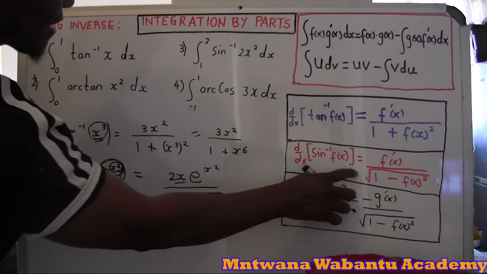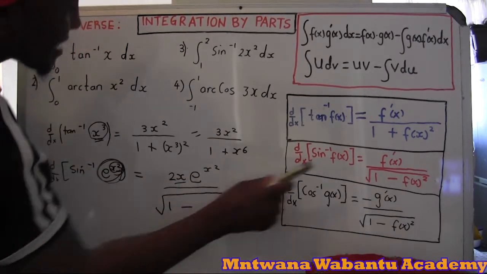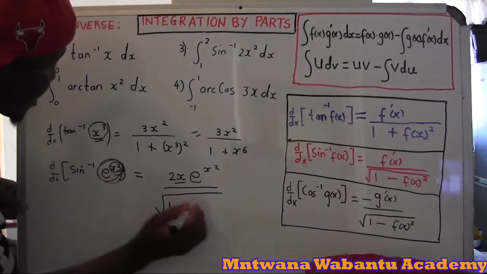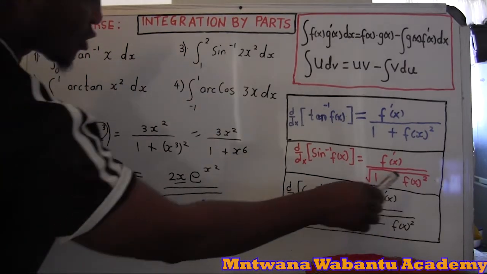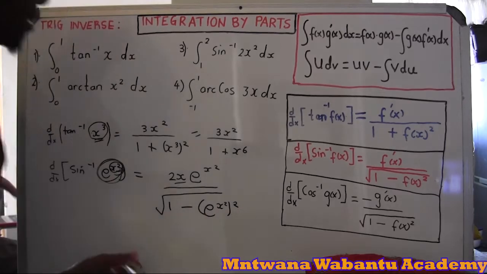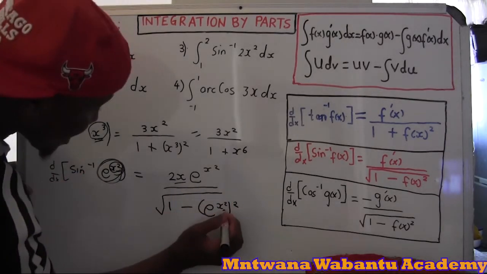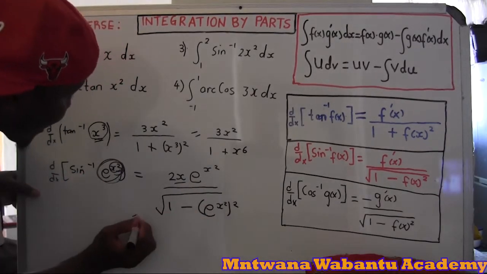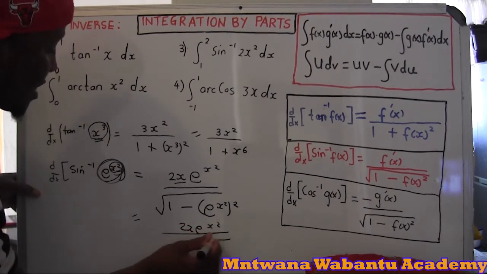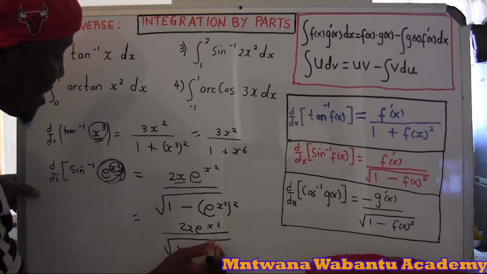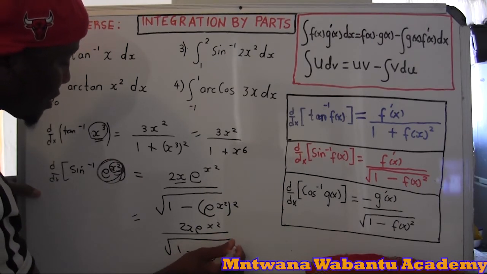So there's a formula here: 1 minus, take your function, then square. What is our function? Our function is e to the x squared, and then you square it. So that's what you get, and this is going to be e power 4x. Finally, it's going to give you 2x e to the x squared over the square root of 1 minus e to the power 4x.